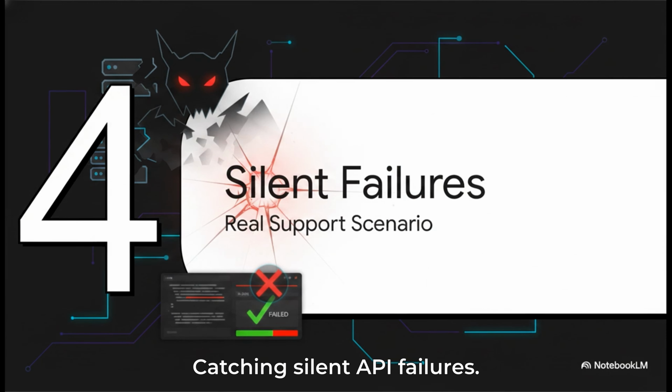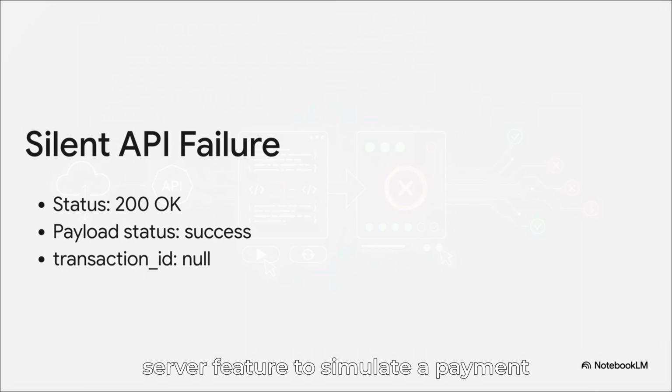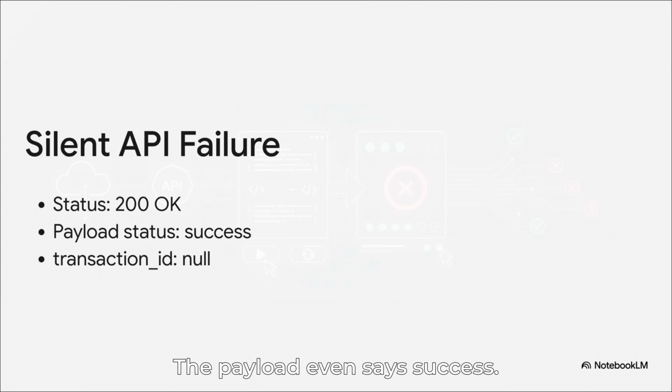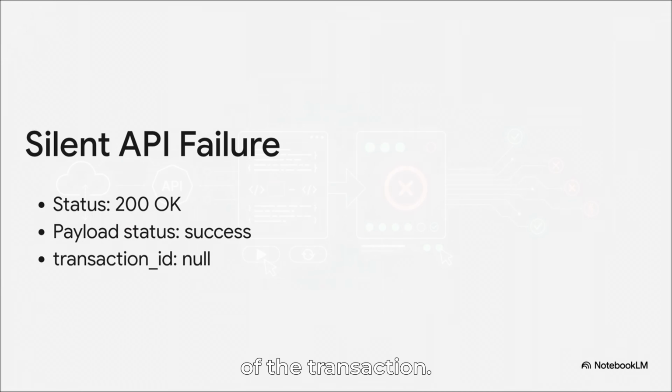Section 4, catching silent API failures. This is the real-world support scenario. Okay, picture this. You've utilized Postman's mock server feature to simulate a payment API for your front-end team. The mock server returns a nice, comforting 200 OK status. The payload even says success. But if you look closely at the critical transaction ID field, it's returning a null value. If this slips into production, it's a silent bug that's going to cause massive downstream failures purely because the database won't have a record of the transaction.